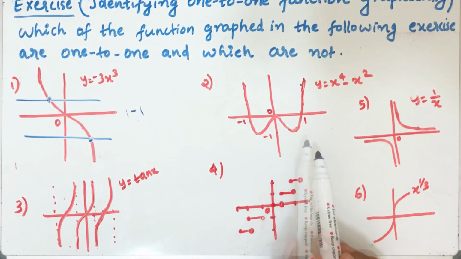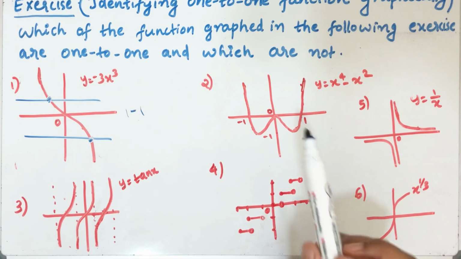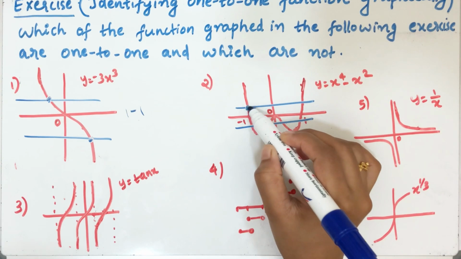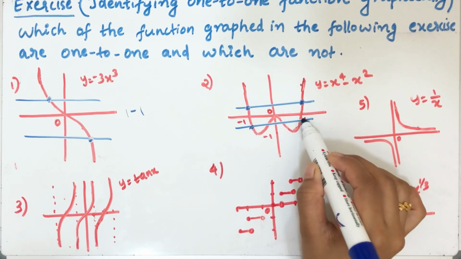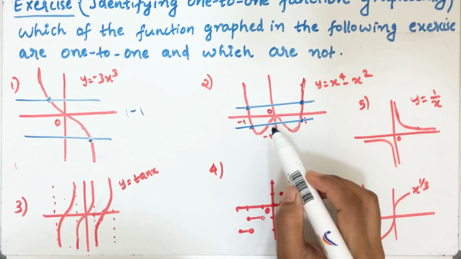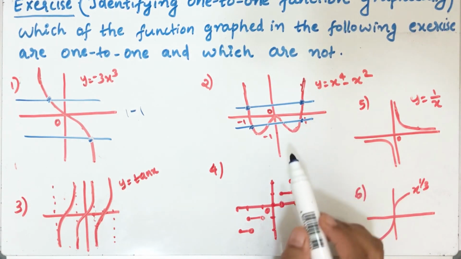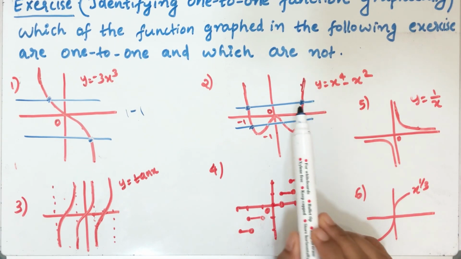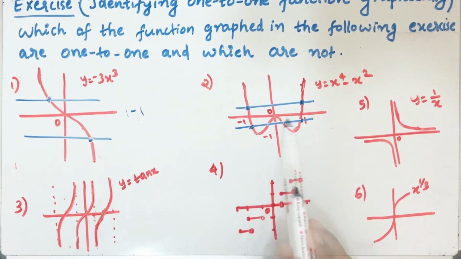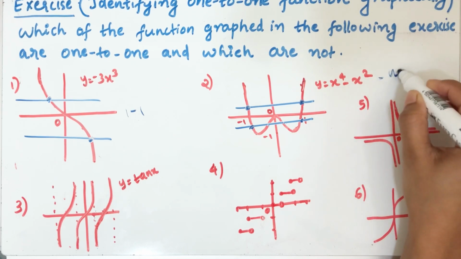See the second question. Graph of y equal to x raised to 4 minus x square. Here the horizontal line meets the graph at least 2 points. On the positive y-axis it meets exactly 2 points, and between minus 1 and 0 it meets at 4 points. If there exists at least one horizontal line that meets the graph more than once, then it is not 1-1. So we can say the second question, y equal to x raised to 4 minus x square, is not 1-1.